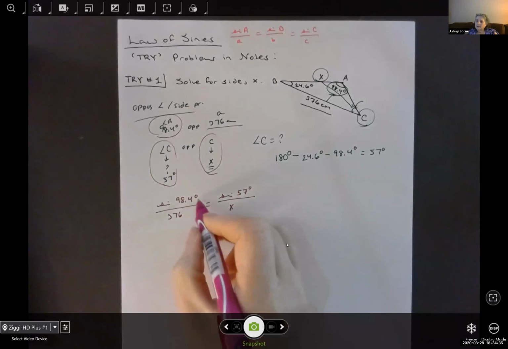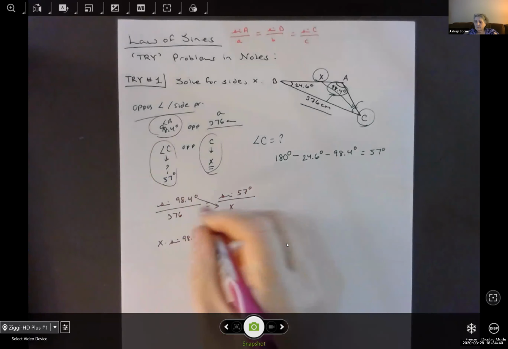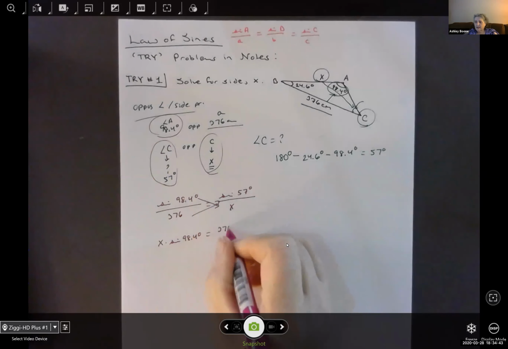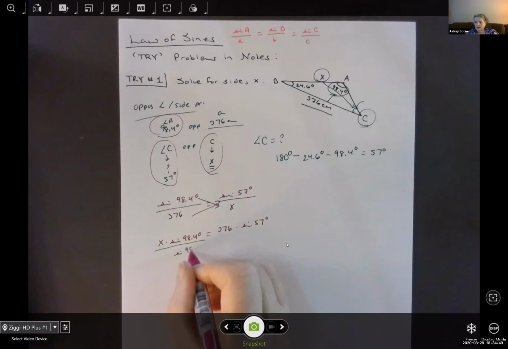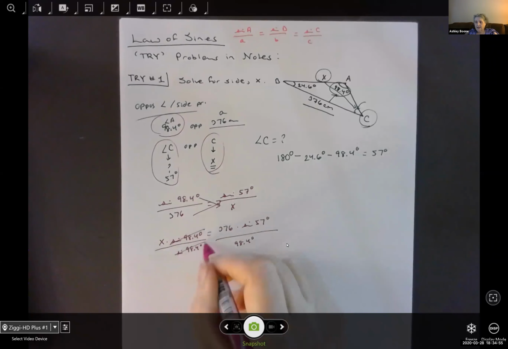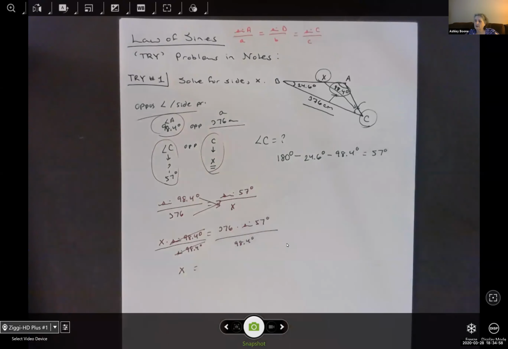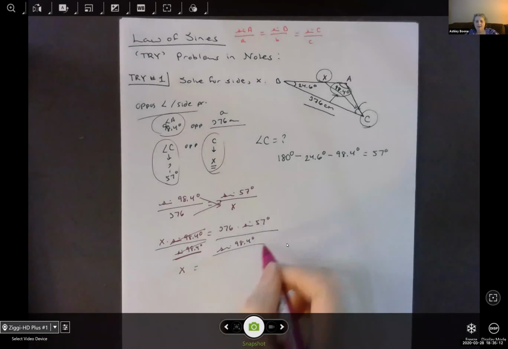Cross multiply. So I have X times the sine of 98.4 degrees equals 376 times the sine of 57 degrees. I'll divide both sides by the sine of 98.4 degrees. So I get X is equal to, go grab your calculator, make sure it's in degree mode, 376 times the sine of 57 degrees divided by the sine of 98.4 degrees.